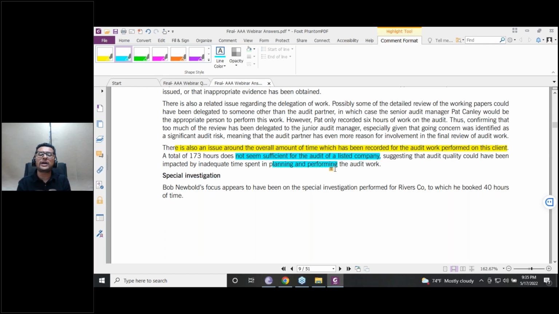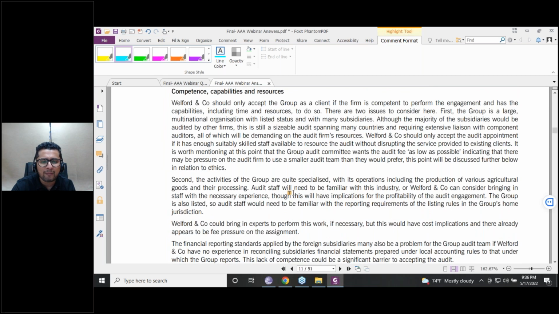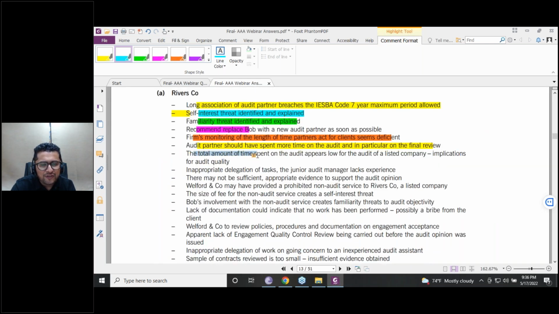If you are going to allocate just 173 hours for the whole audit, I'm sure you have not allocated good enough time on the planning, not good enough time on the performance of the audit. So will you be able to score marks out of it? Let's see if this is available in the marking scheme. Yes, the total amount of time spent on the audit appears low for the audit of a listed company, and as a result it will have implications on the audit quality.